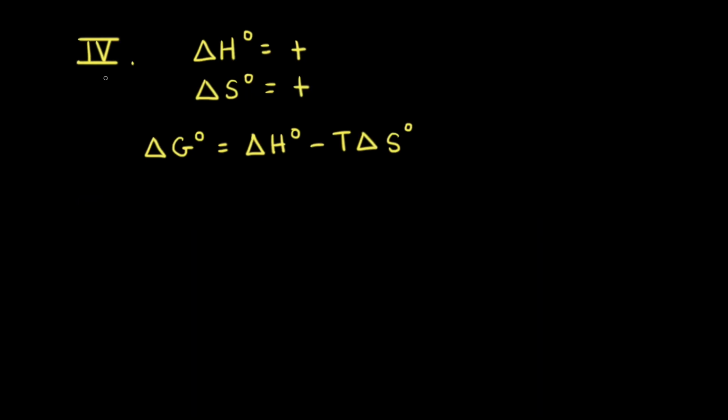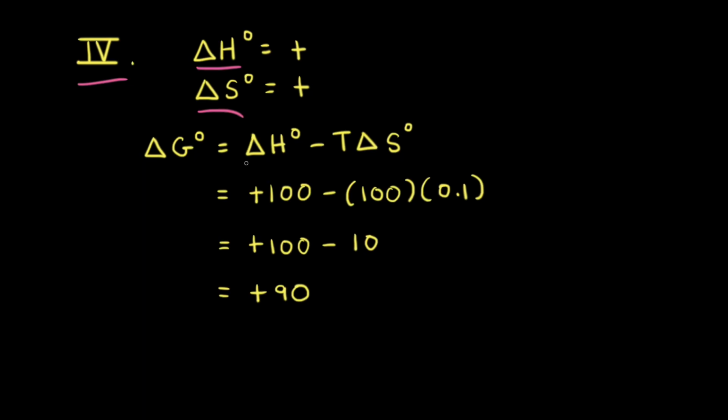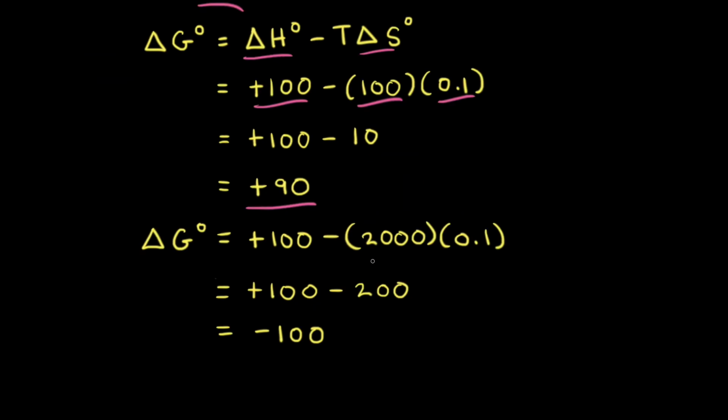Finally, let's look at our fourth combination of signs, and that's when both delta H naught and delta S naught are positive. So let's say delta H naught is equal to positive 100, delta S naught is equal to positive 0.1, and first we'll look at the lower temperature of 100. Doing the math, we get positive 100 minus 10, which gives us a positive value for delta G naught. And if we do the calculation at a higher temperature of 2000, notice that delta H naught is still positive 100 and delta S naught is still positive 0.1. This time we get negative 100 for delta G naught.